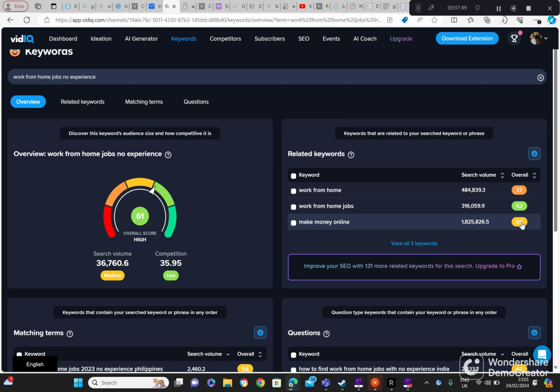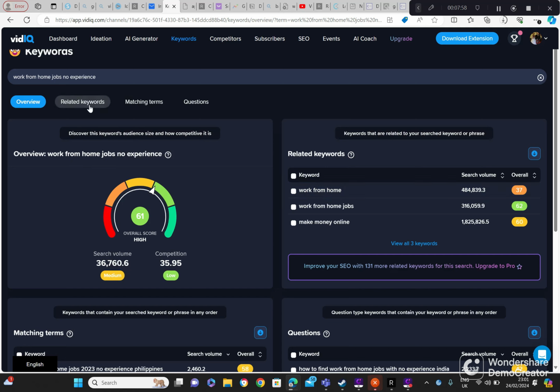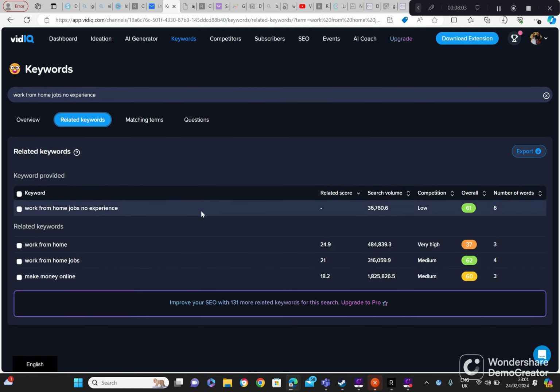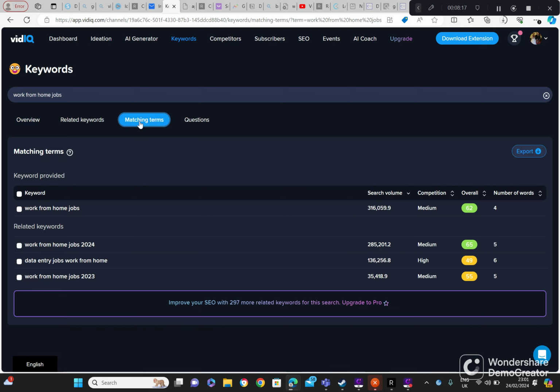So the high is this color here, and then green is, that's the wrong one there. It is low, so it's a good chance I could rank for that. And then you've got related keywords, which is quite good as well. So work from home wouldn't be a good one, but work from home jobs would be a good one to go for as well. And then we've got matching terms, maybe not any of those videos.